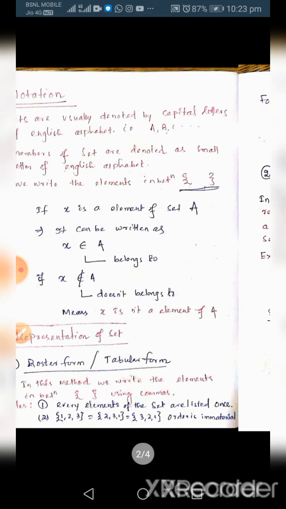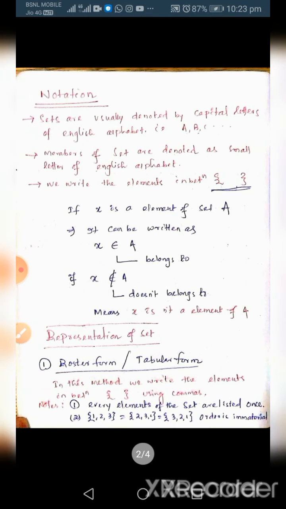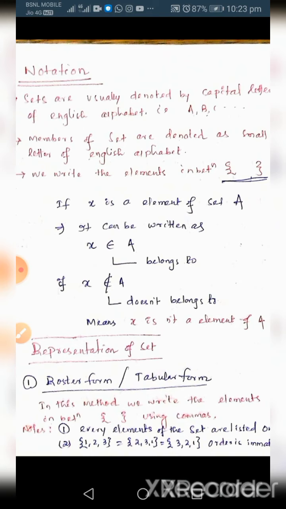Here are two notes. Number one, every element of a set is listed once. If a set has 1, 2, 3, 4, you write each element only once. Then another thing: the order of the elements in a set is immaterial. Immaterial means if 1, 2, 3 is a set, it is written in between two curly brackets.